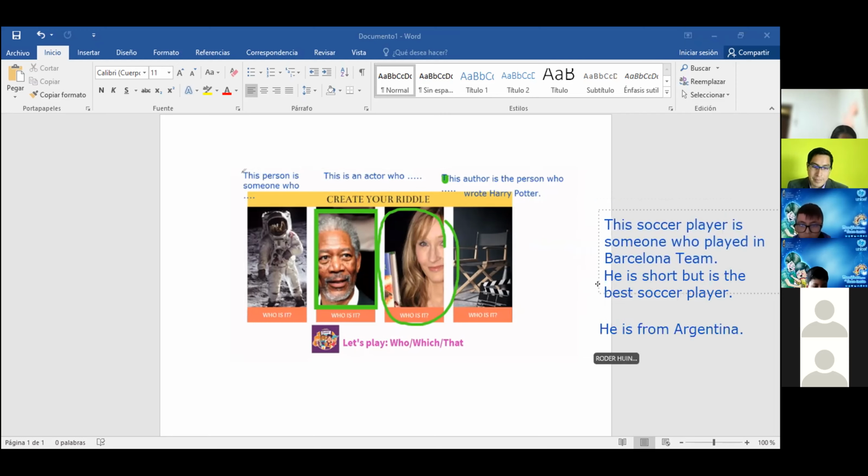Entonces son adivinanzas de actores o... It depends of your ideas. It's possible, because we are talking about people. A soccer player, an author, an actor, or a person in general. It's possible. But it depends of your ideas. Okay, teacher.